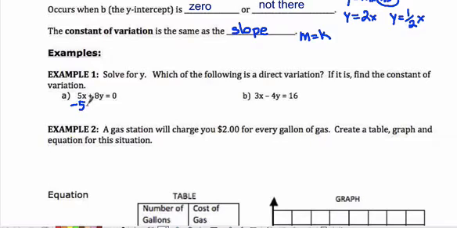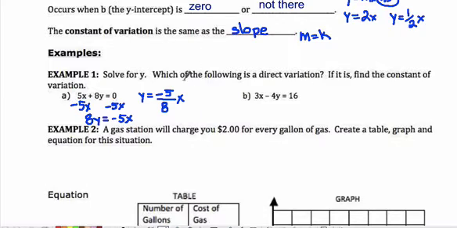So minus 5x from both sides. And I'm left with 8y equals, and when I combine these, it's just going to be negative 5x. Then to get the 8 to the other side, I'm going to divide by 8. So I end up with y equals negative 5 over 8x.